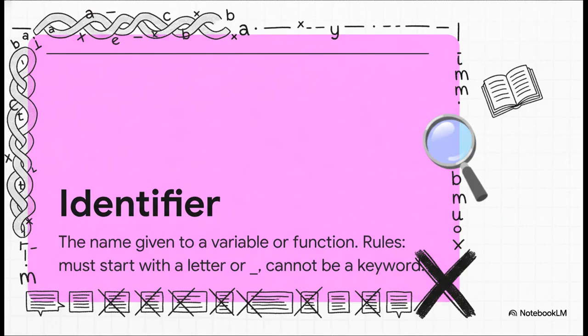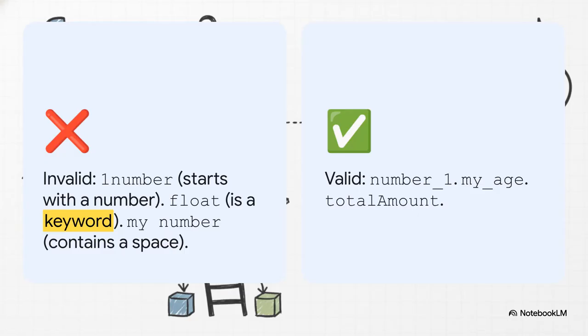Now, before I give you the answer, let's actually break down the official rules. In C, we call a variable name an identifier, and it has some very specific rules to follow. The big ones are, it has to start with a letter or an underscore, and you absolutely cannot use a special reserved keyword. So you guessed it, the correct answer is C, number 1. One number is a no-go because it starts with a number, and float, that's a keyword C needs for itself to define data types, so you can't use it. But number 1 follows all the rules perfectly.